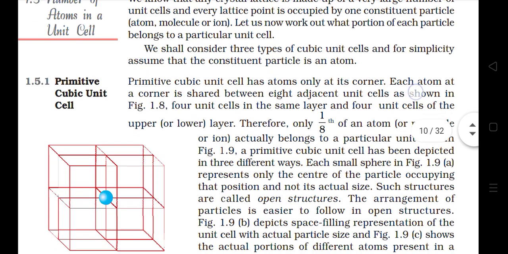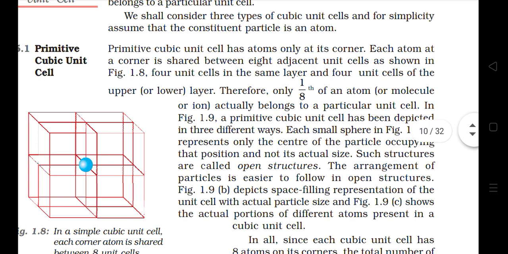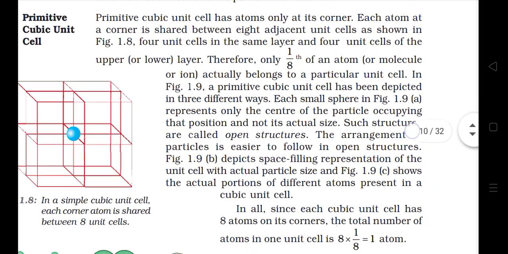A primitive cubic unit cell has been depicted in 3 different ways. In the first, each atom is shown as a small sphere occupying that position and not its actual size. Such structures are called open structures. The arrangement of particles is easier to follow in an open structure. The next depicts the space-filling representation of the unit cell with actual particle size, and figure 1.9c shows the actual portions of the different atoms present in a cubic unit cell.